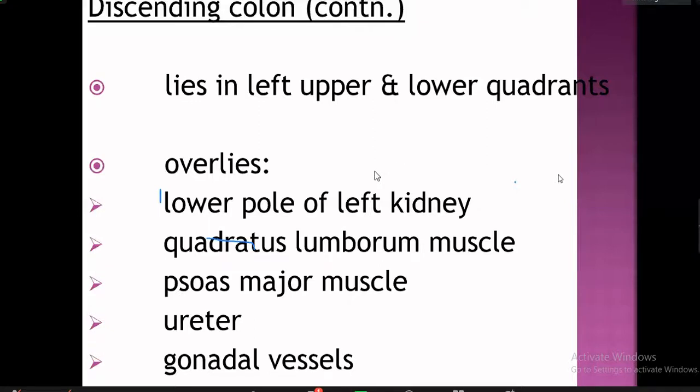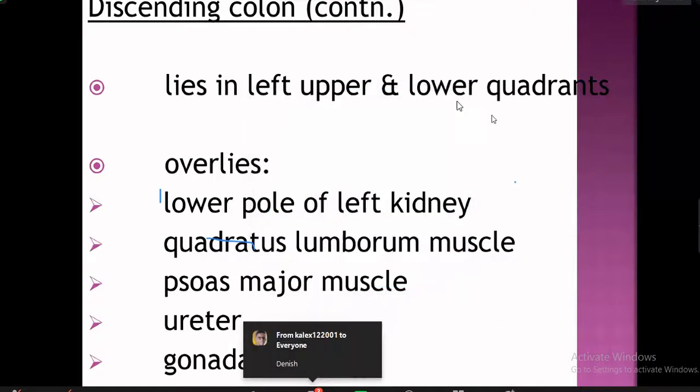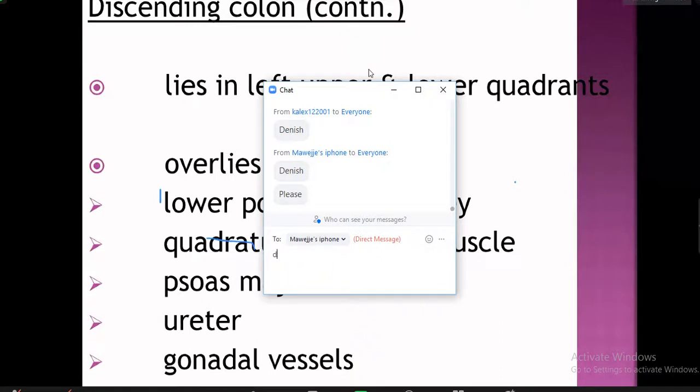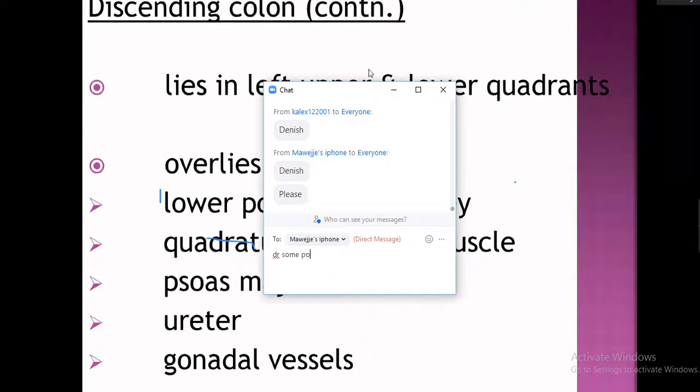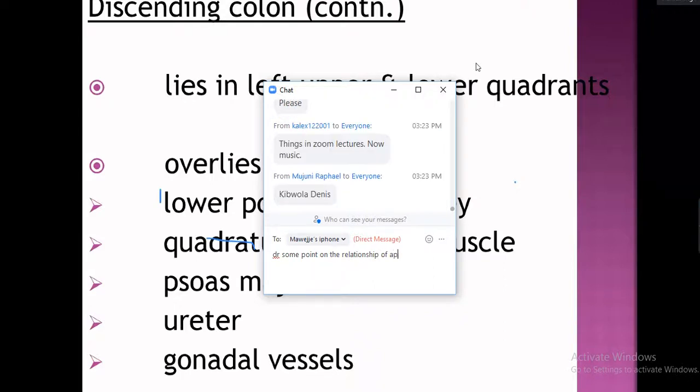Is it Felix? I need to learn how to remove some of this. Can somebody call Danish and tell him to make it, please?